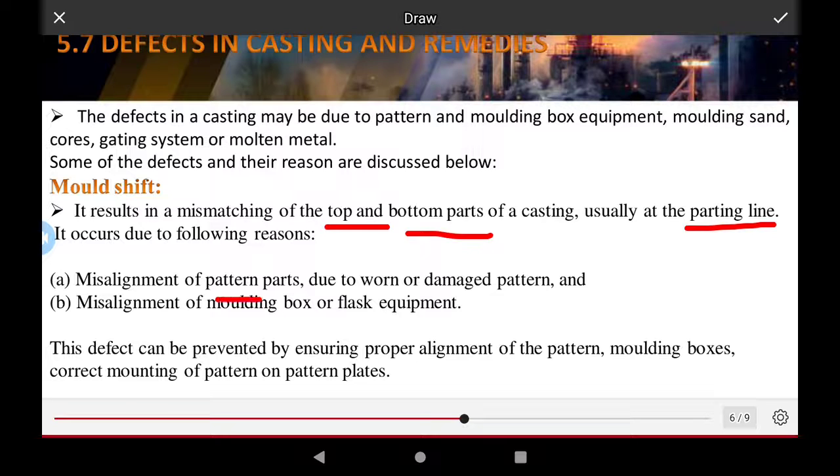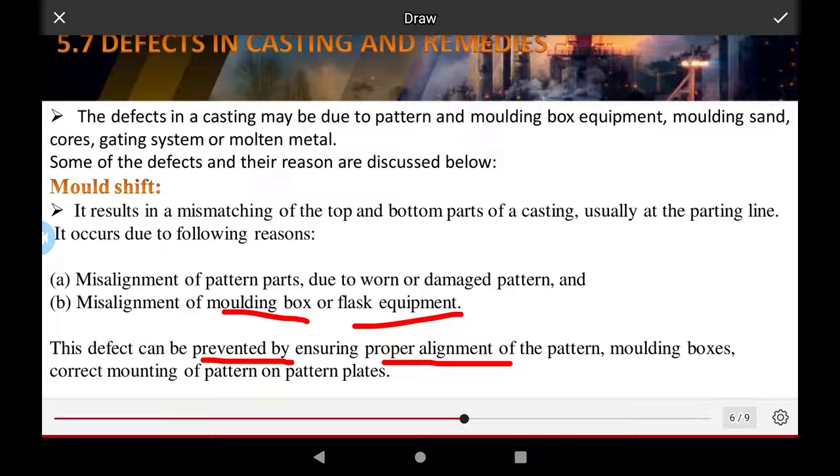misalignment of the pattern due to wrong clamping, and misalignment of the molding box or equipment. The remedy is intended to ensure the proper alignment of the pattern and molding box, and correct mounting of the pattern parts.